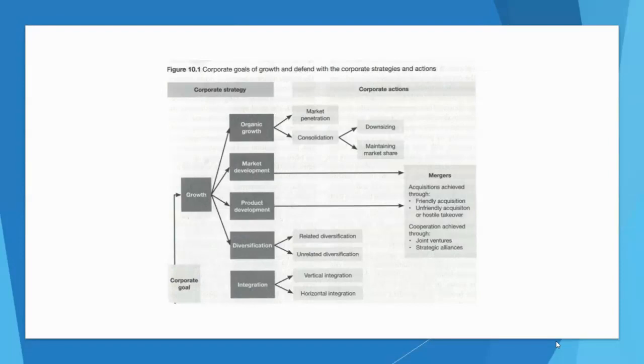The different growth strategies there, organic growth. Here we focus on staying with our existing products, our existing services. Market penetration, this is often when we're in a market that's not fully saturated. So market penetration is about advertising, it's about raising awareness. Consolidation, it's about making sure that we keep our market share.